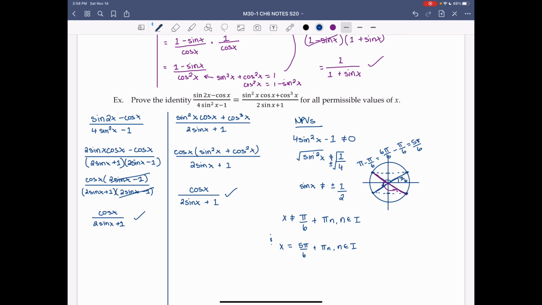Then we have another denominator. We have 2 sine x plus 1. Let's check to see if that gives us any more NPVs. That cannot equal 0, which means that sine x cannot equal negative 1/2, but we already have that covered here with sine x cannot equal positive or negative 1/2. So that's not going to add any more NPVs. So those two statements right there are all we need for NPVs.